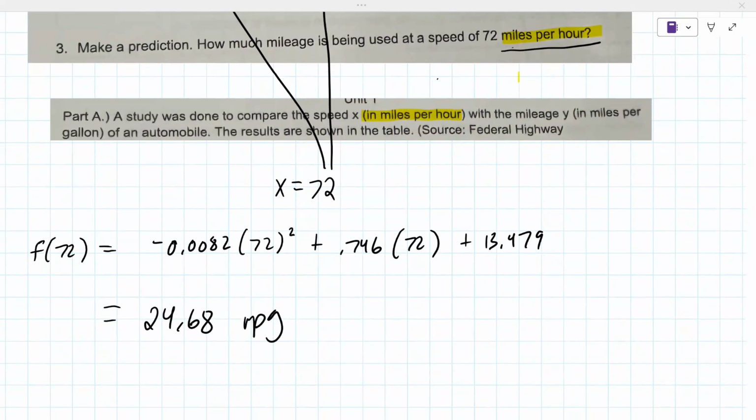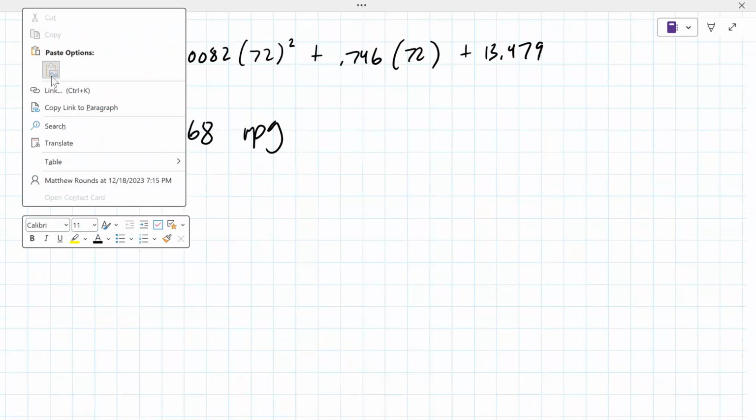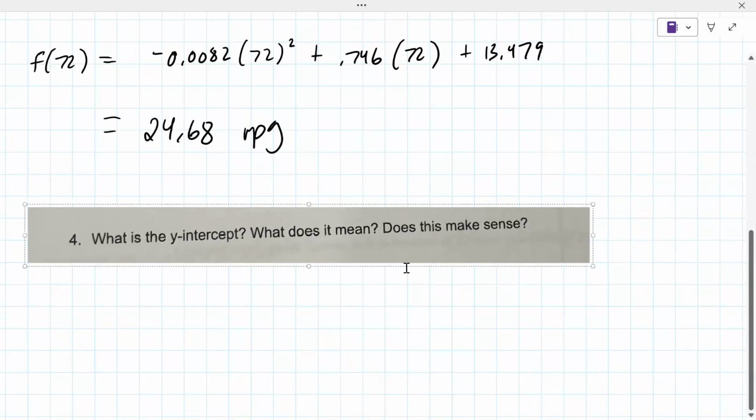All right, number four. Number four is asking about the y-intercept. What do you remember about the y-intercept? What is the x value at the y-intercept? The x value of the y-intercept is going to be 50.